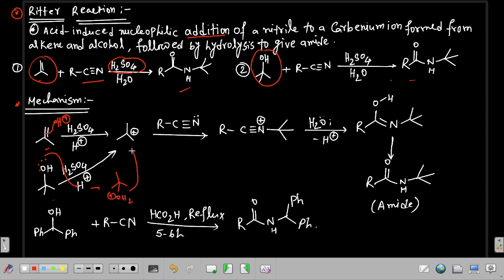After this, there will be removal of H2O, so it will form this carbonium ion. Next step, we have nitrile in the system as a reagent. The nitrogen has a lone pair in its orbital, so this lone pair will attack the carbocation. So there will be a plus charge on the nitrogen.